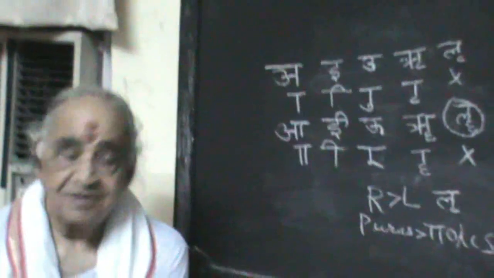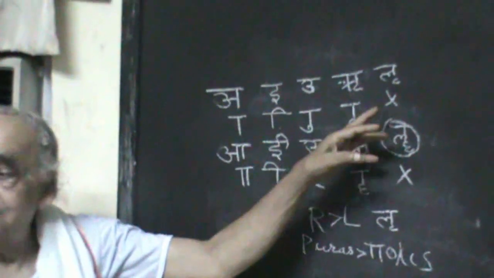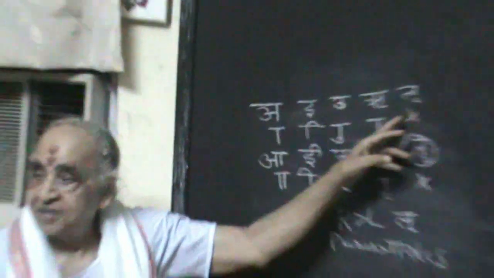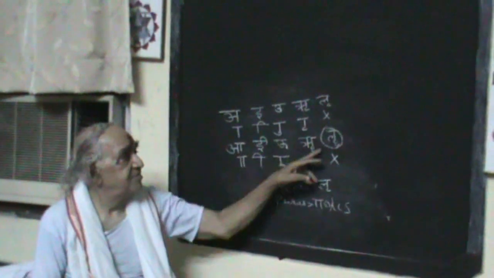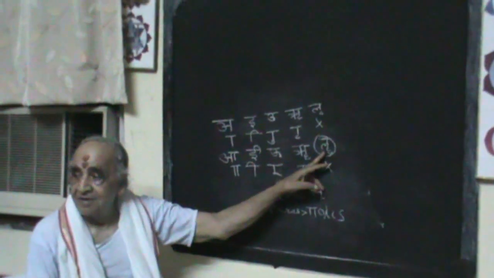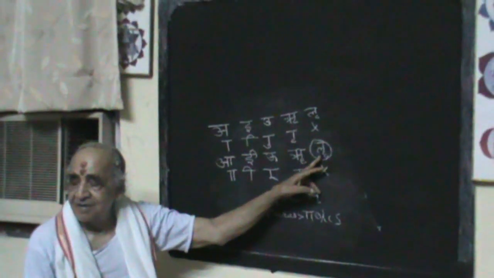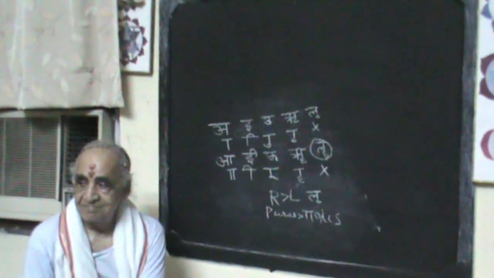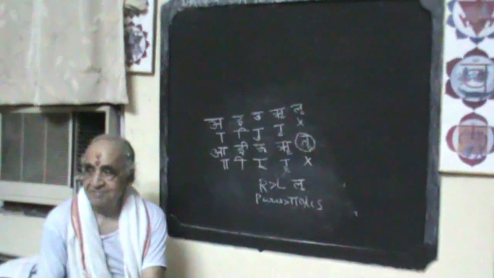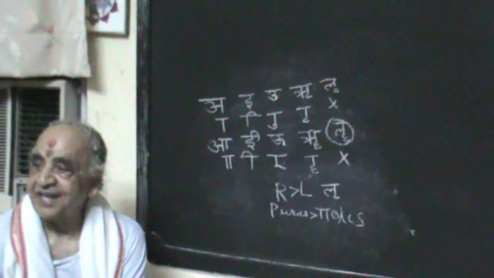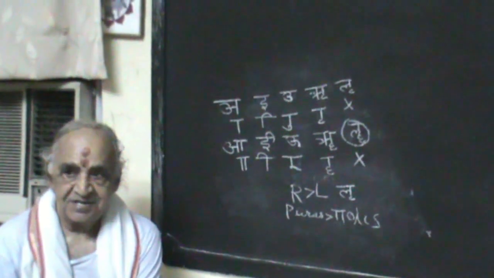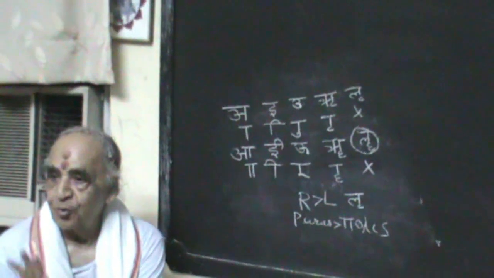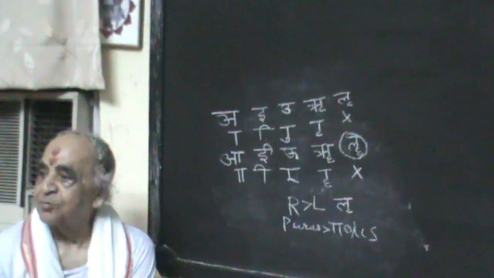So you finished these five original letters, original vowels, and five enlarged ones. So we had 10. Now in the next lesson we shall see diphthongs, 4. So altogether 14 vowels.